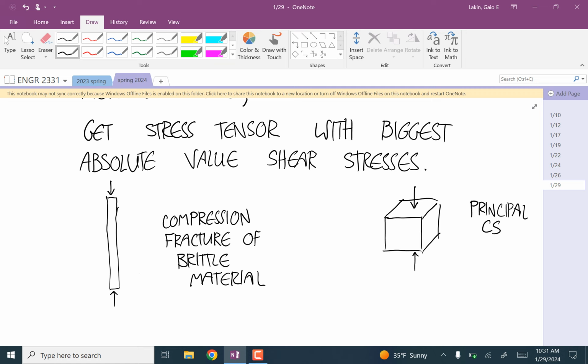And the way that orthopedic surgeons or whatever can tell that it was a compression fracture is because these breaks always happen like this at 45 degrees.